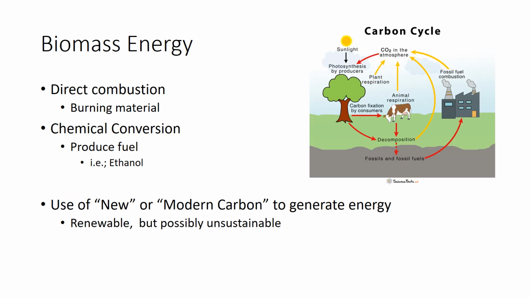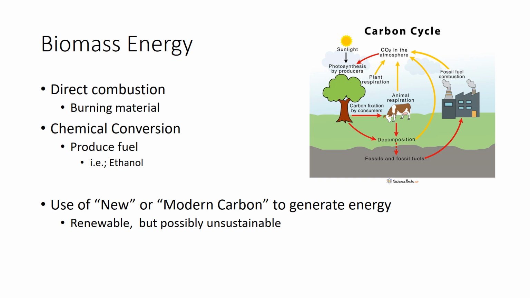So here we go. We get our energy from biomass in two different ways. We can either burn it or convert it chemically. And so either way, we're getting energy from all of those materials that I had just listed. And this is considered renewable because there's always going to be a source of these kinds of energies. However, they may be unsustainable, which we'll go into a little bit later. But it's thought to be better for the environment because we're using new or modern carbon to generate energy.